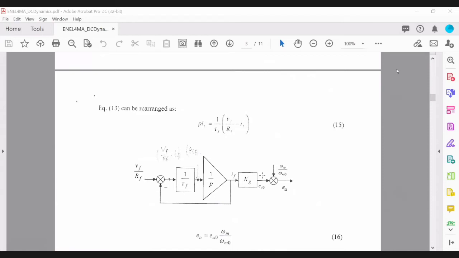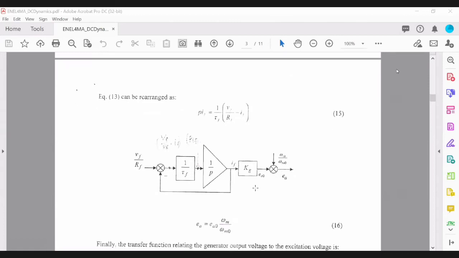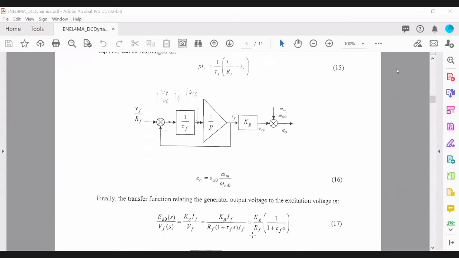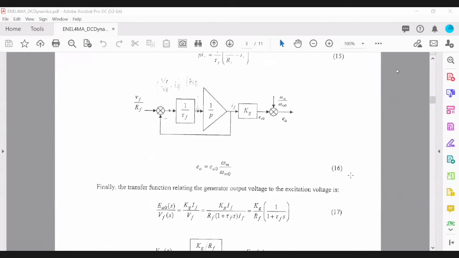And that's minus, basically, sorry, the product of EA naught times omega m over omega naught will give you EA, which is the output voltage of the generator. Okay, so the generator output voltage is given by equation 16.